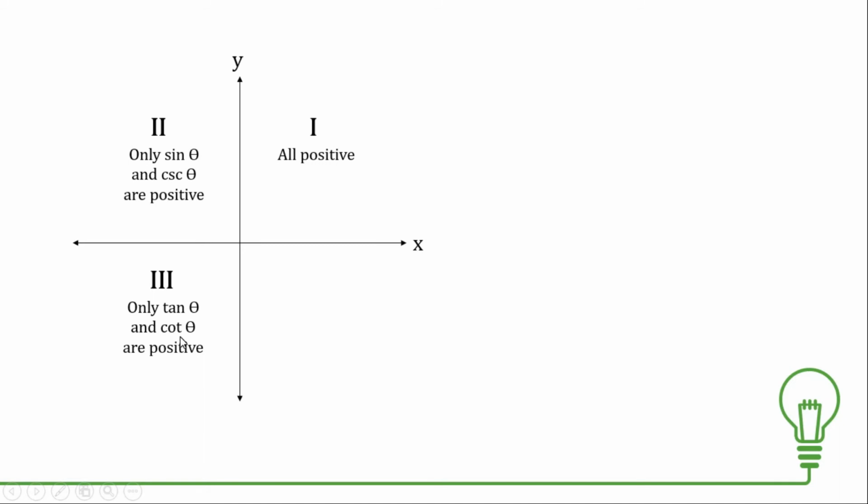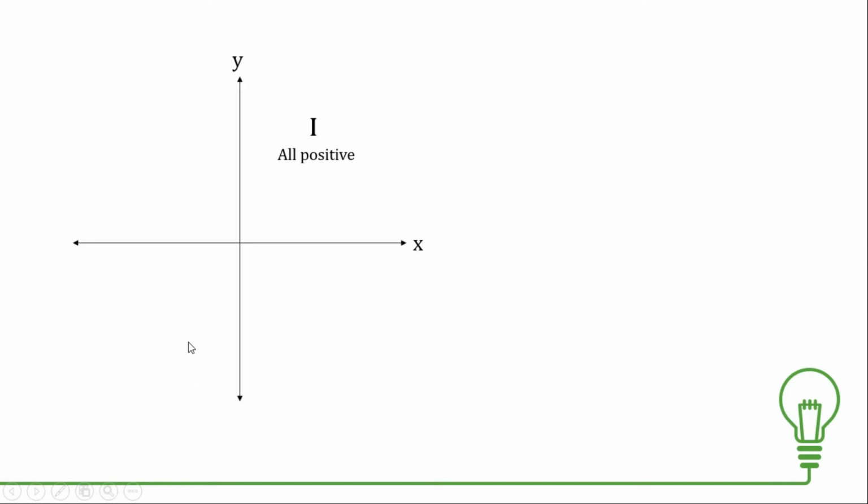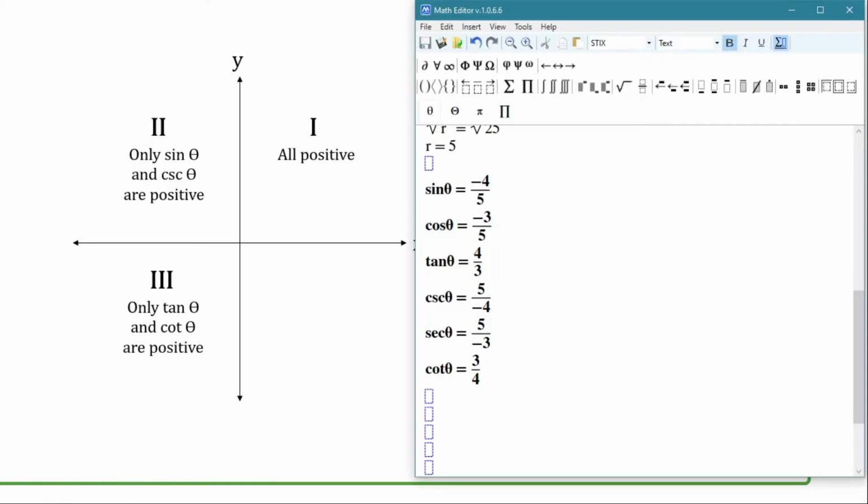So if you notice here, since our angle lies on the third quadrant, the tangent function and the cotangent function are positive. All right, and then the rest are negative.